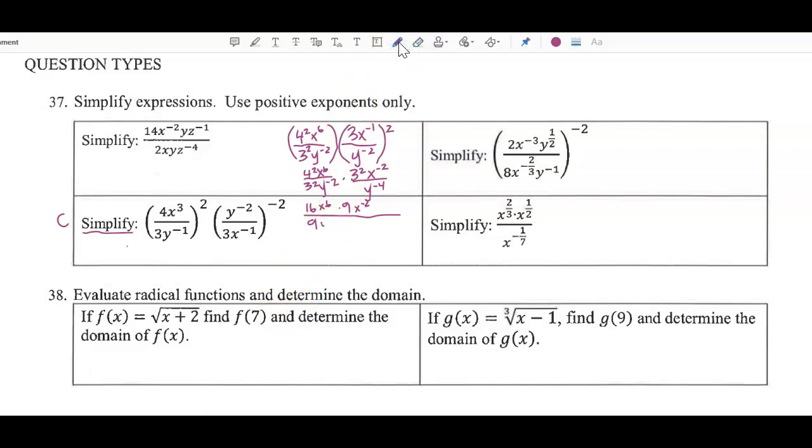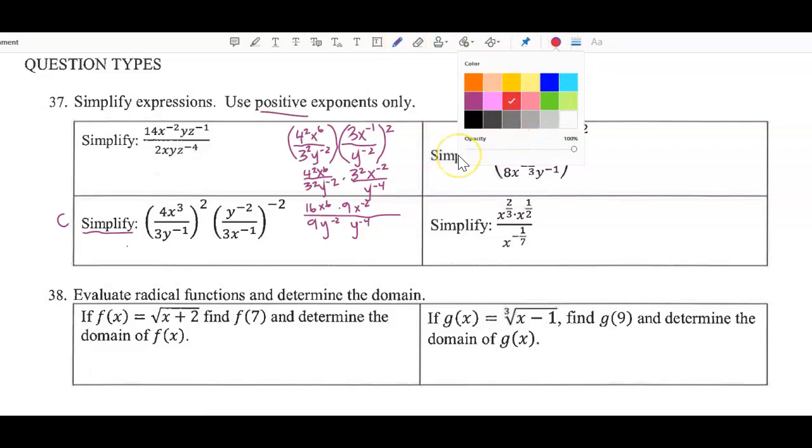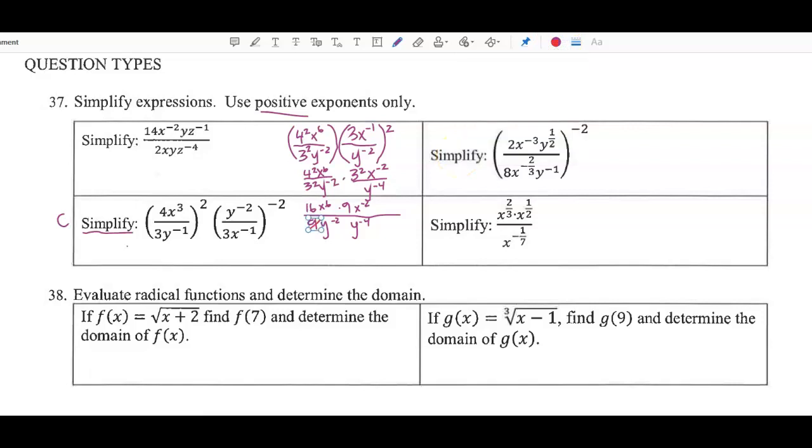So this y to the negative 2 and then y to the negative 4 is on the bottom. But then we want to switch everything and make sure that all of our negatives get switched, because we want to make sure that our answers are only using positive exponents. And another thing that I can see is that I've got a 9 on the bottom that can divide out with that 9 on the top. So we can get rid of those.